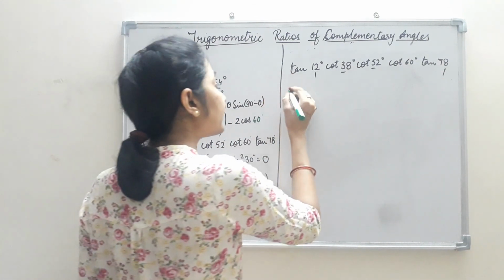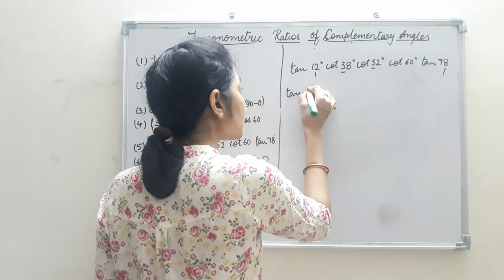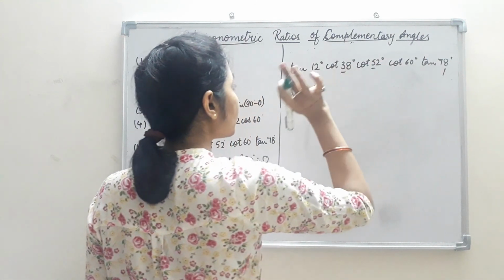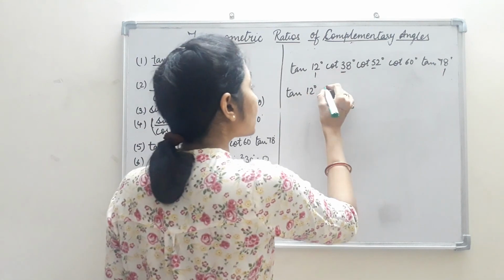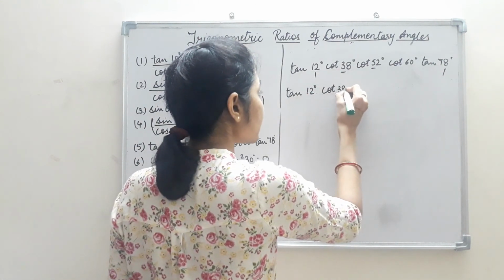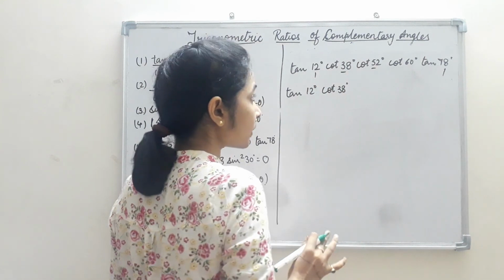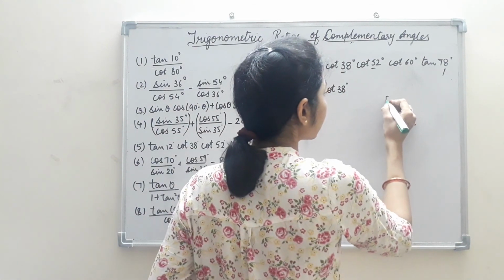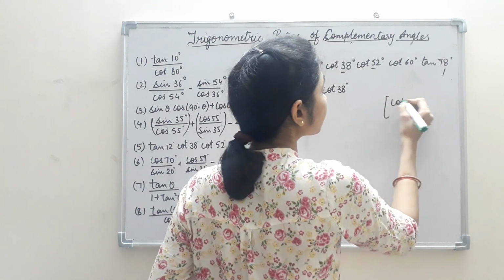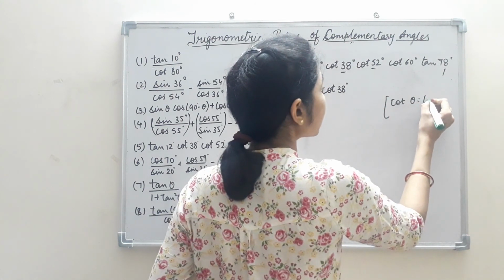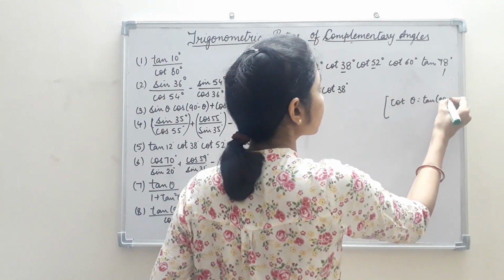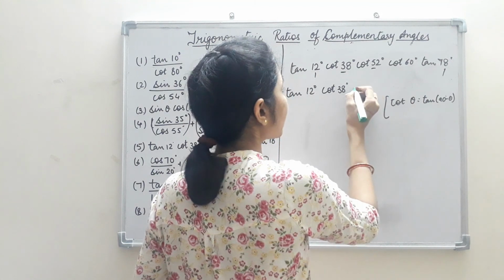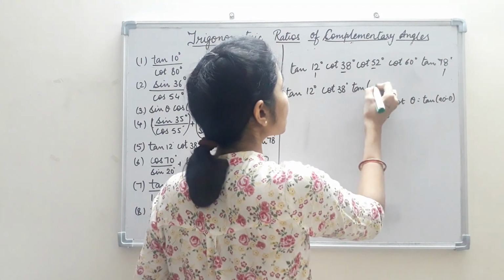So let tan 12 degree remain as it is. I will change tan 78 degree, which is the complementary of this one. Let cot 38 degree also remain as it is. I will change cot 52 degree. Let me write the identity here: cot theta is equal to tan 90 minus theta. So here cot 52 degree is equal to tan 90 minus 52.